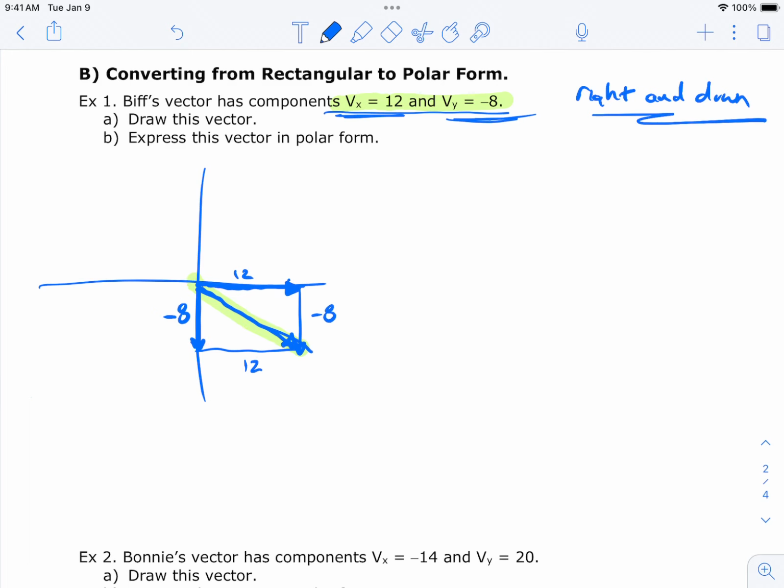Now we want to express that in polar form. So what I'm going to do is lift out a triangle just so I can focus on myself here. I don't like it when my diagrams get too busy. So I'm just going to pull out that triangle there.